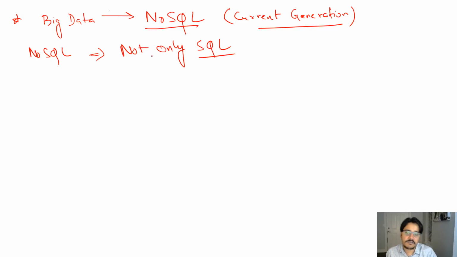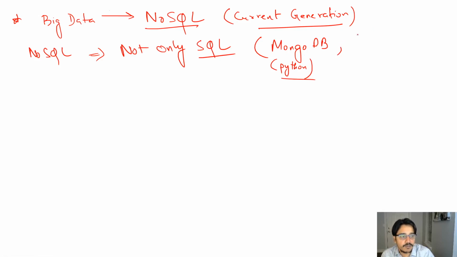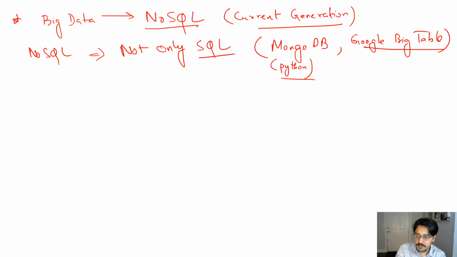So if you have heard about different data storage capabilities, or different databases, such as MongoDB, you might have heard it uses Python, right? Or it is quite suitable with Python. And then if you have heard about Google's Big Table, and so on and so forth, right? So these are all different NoSQL data models.